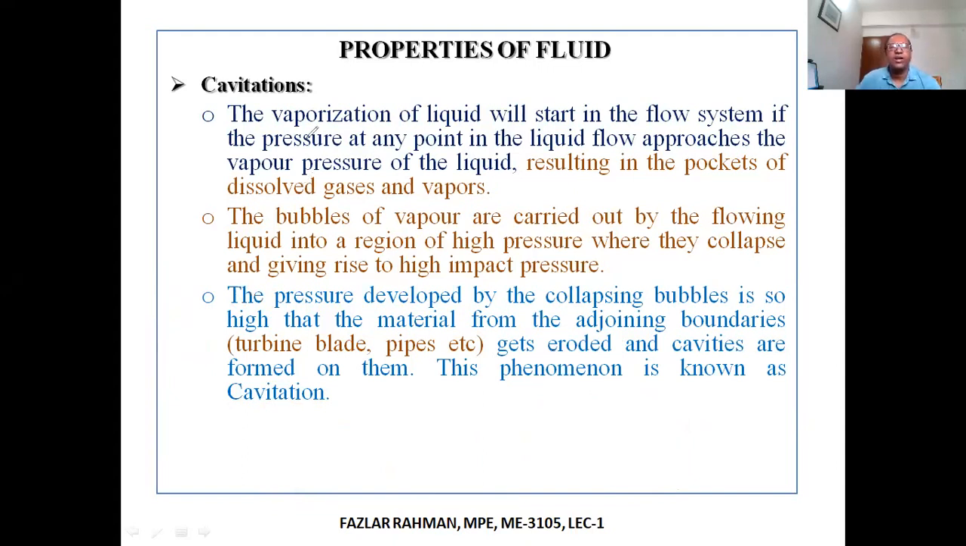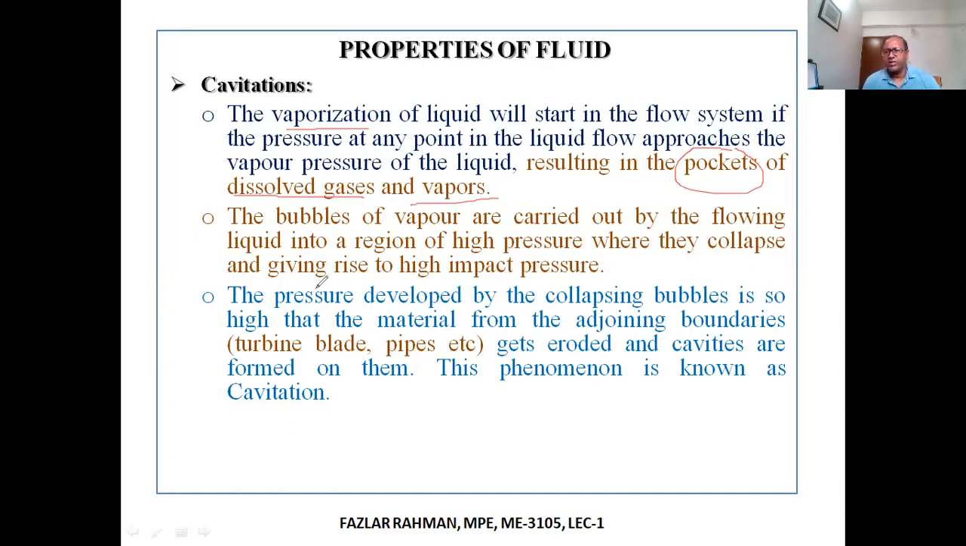So let's go through the words, what they're saying. It's saying vaporization of liquid will start in the flow system. Vaporization of liquid, that means boiling, right? Or vapor. In the flow system, if pressure at any point in the liquid flow approaches the vapor pressure of the liquid, resulting in a pocket of dissolved gas and vapor. Pocket means some place. Some place will be full of dissolved gas and vapor.